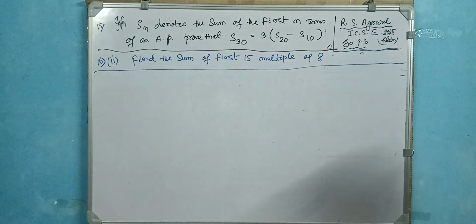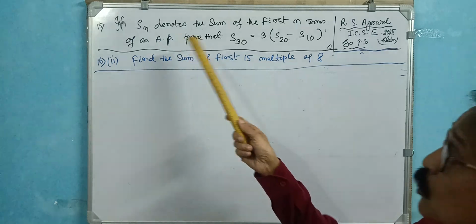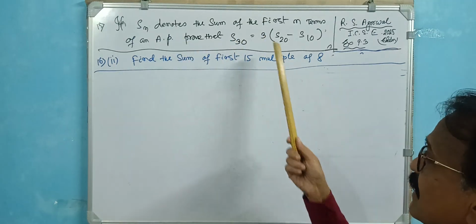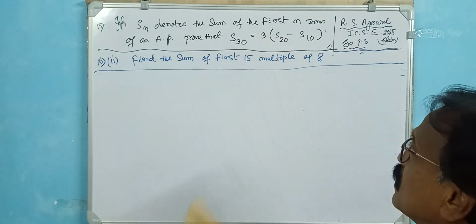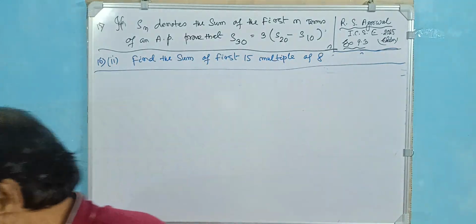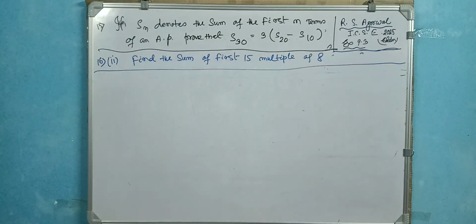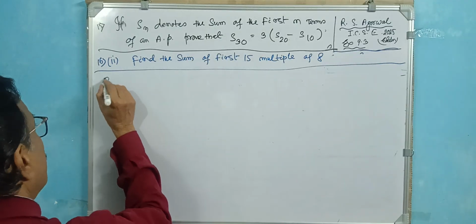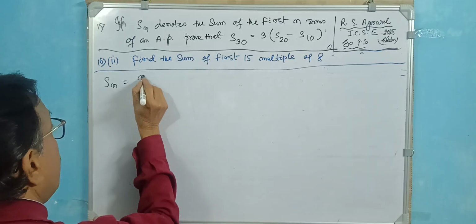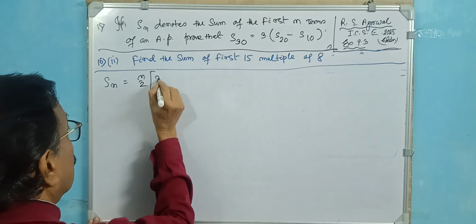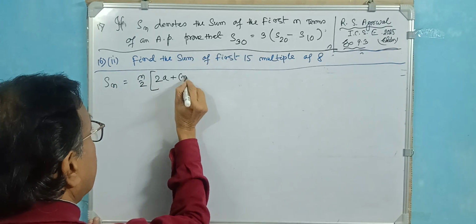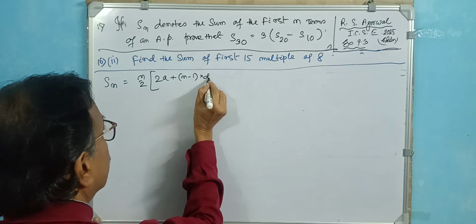The formula is Sn for an AP. So prove that S30 is equal to 3 bracket S20 minus S10. No problem. You just put the formula and calculate the value. You know Sn is equal to n by 2 bracket twice a plus n minus 1 into d.